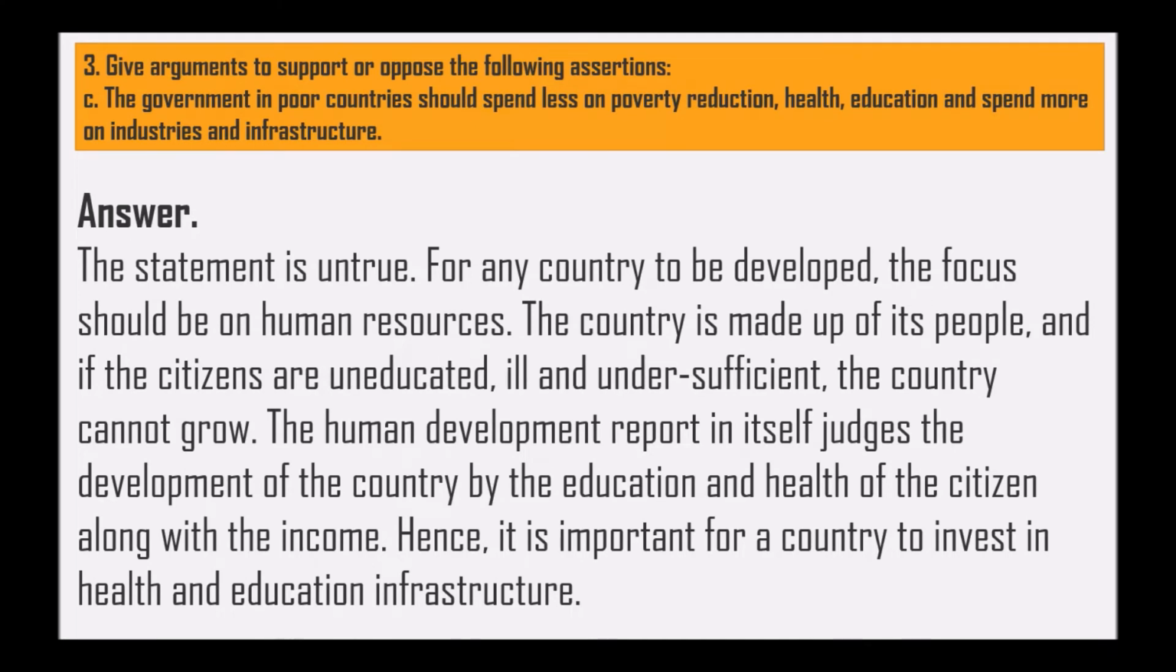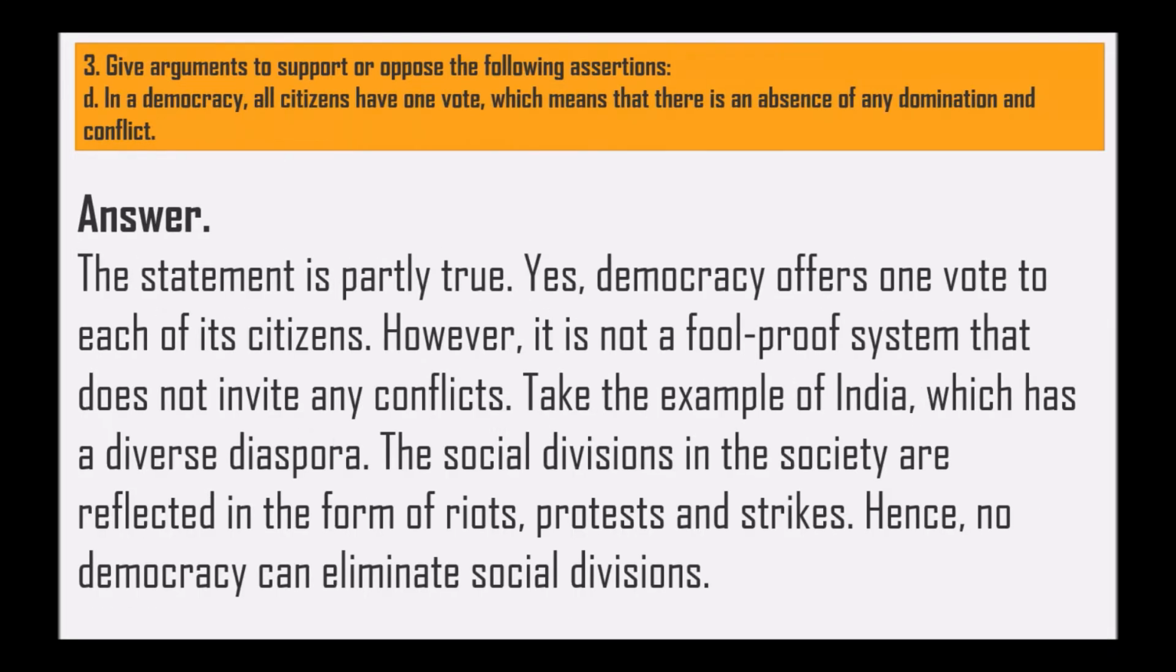The government in poor countries should spend less on poverty reduction, health and education and spend more on industries and infrastructure. That statement is untrue. For any country to be developed, the focus should be on human resources. The country is made up of its people, and if the citizens are uneducated, ill, or undernourished, the country cannot grow. The Human Development Report itself judges the development of a country by the education and health of the citizens along with the income. Hence, it is important for a country to invest in health and education infrastructure.